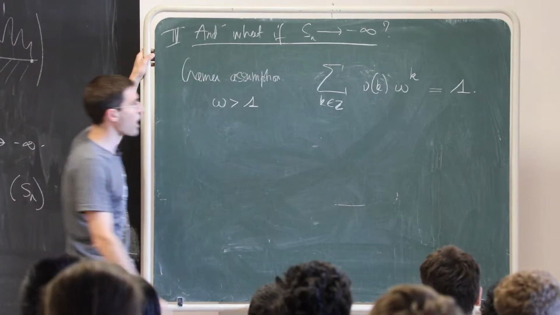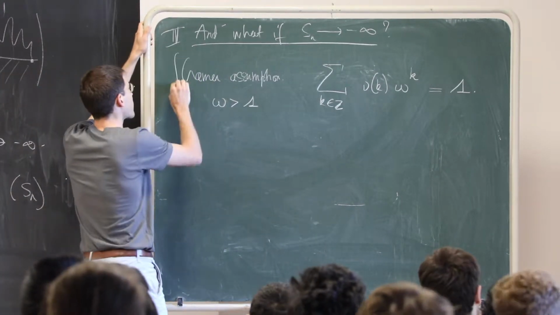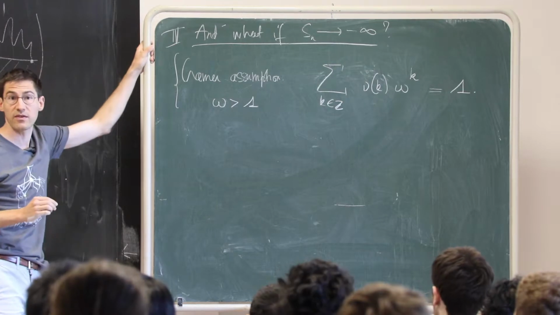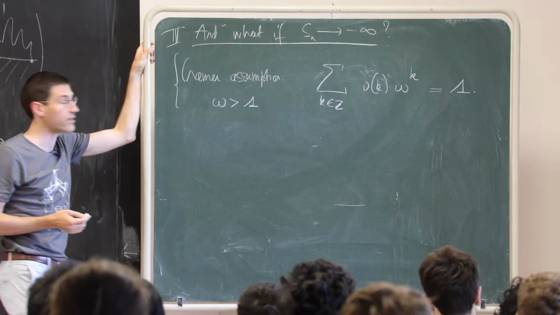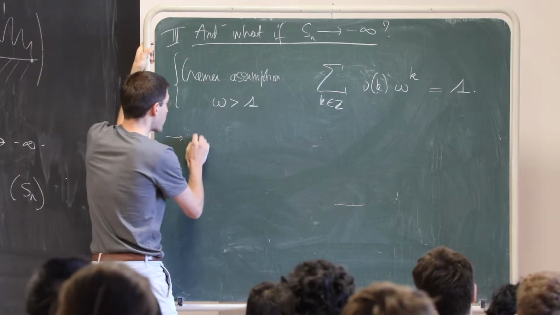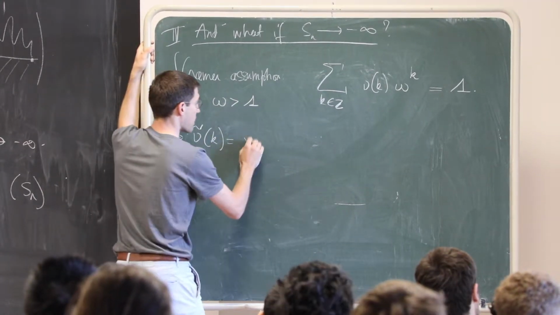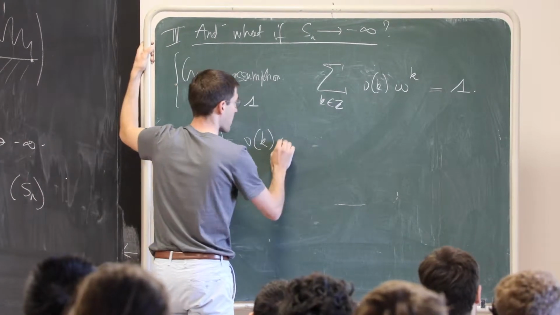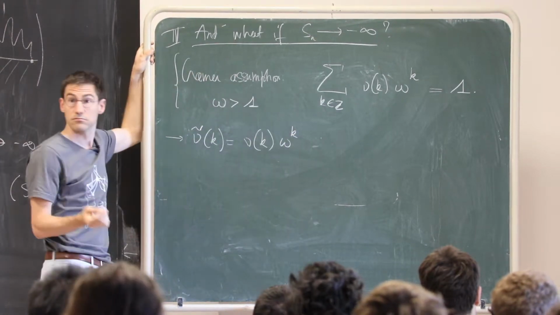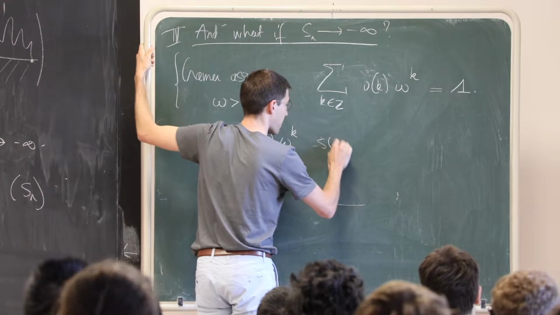Okay, so if it is 1, that's an assumption. It's not always the case. But when it holds true, what you can do is consider nu tilde, the step distribution that you see here. It's just nu(k) omega to the k. That's a step distribution, right?